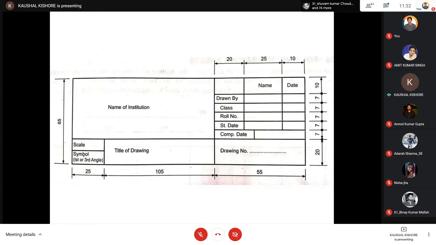The symbol means either the first angle projection or the third angle projection. So you have to draw the symbol of either first angle projection or third angle projection. What is the basic difference between them? If the object is placed in the first quadrant, and you see the front view and top view, then that projection is called first angle projection. And if the object is placed in the third quadrant, then the symbol will be different, and that projection is called third angle projection.